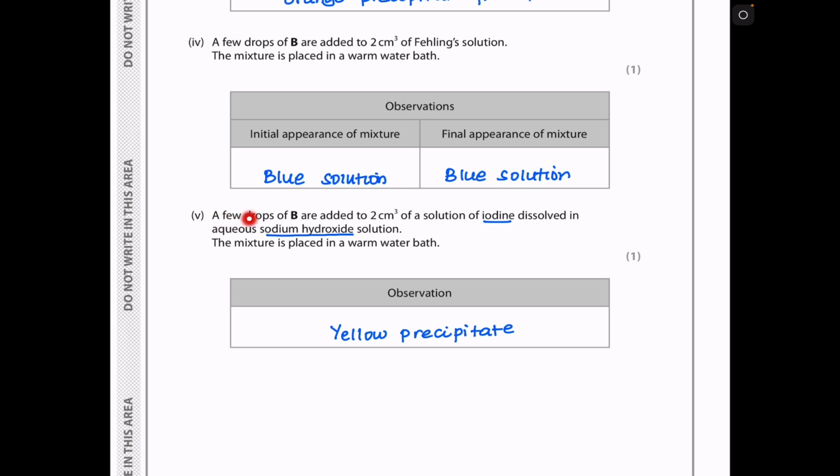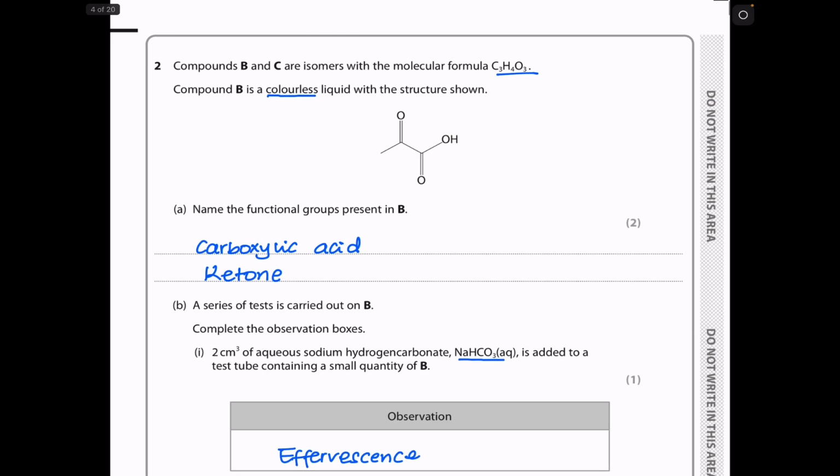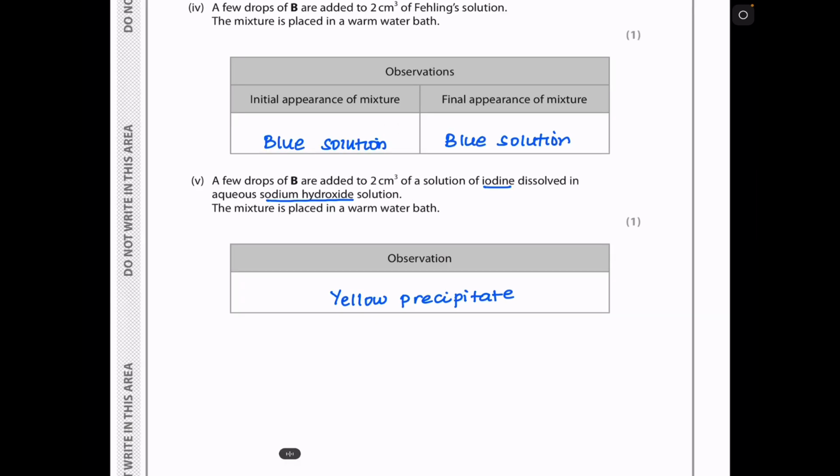In part 5, they say a few drops of B are added to 2 cm³ of solution of iodine dissolved in aqueous sodium hydroxide solution. This is the iodoform test. They say the mixture is placed in a warm water bath. Here the observation, if I take you back to the structure B, we can see it has a methyl ketone, and this methyl ketone is going to give a positive test in the presence of sodium hydroxide in iodine, so yellow precipitates are going to be formed, and that is a positive result, showing the presence of a methyl ketone.